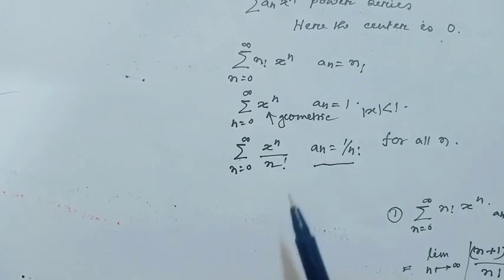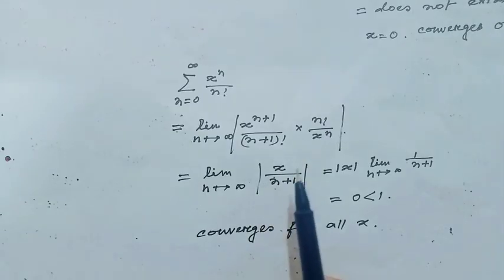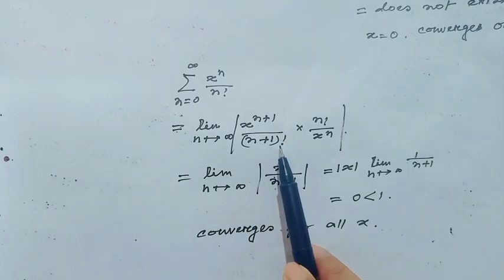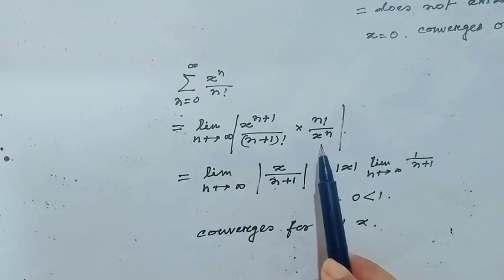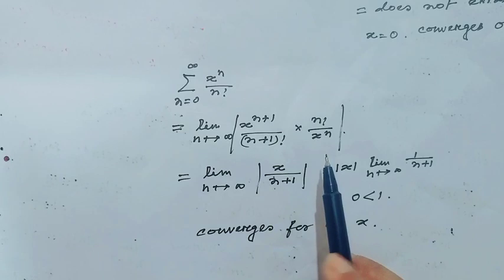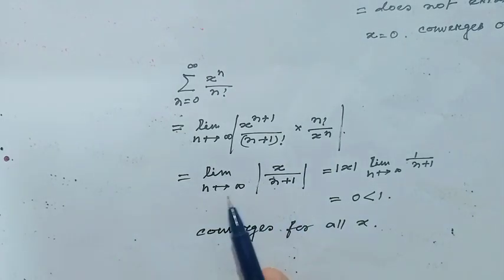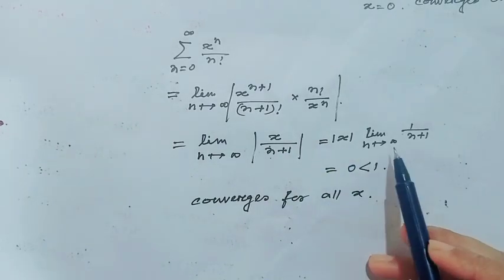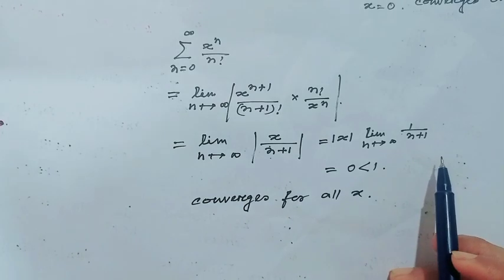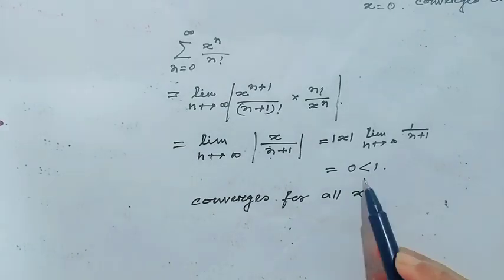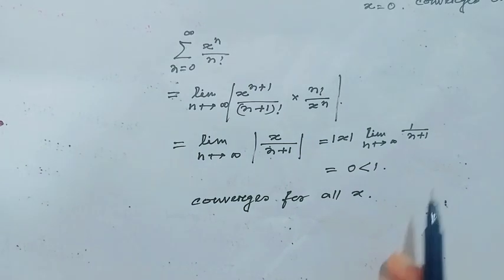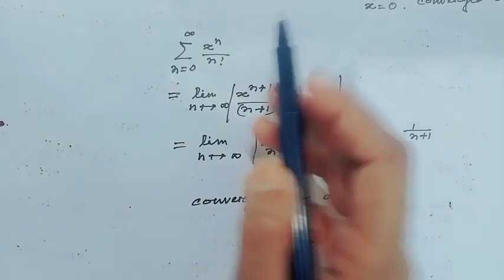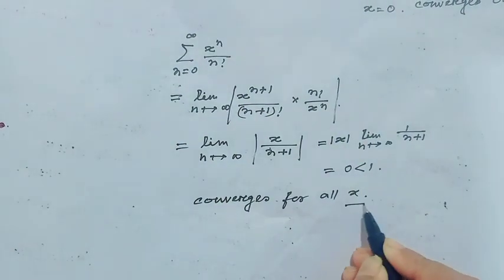Third example, x to the power n over n factorial. Also, I will use the ratio test. The limit as n tends to infinity of x to the power n plus 1 over (n plus 1) factorial times n factorial over x to the power n. This value would be mod x over n plus 1 as n tends to infinity. After the x cancels, this value would be the limit as n tends to infinity of 1 over n plus 1, and after putting the limit, this value is 0, which is less than 1. Therefore, since this value is less than 1, this power series converges for all x.